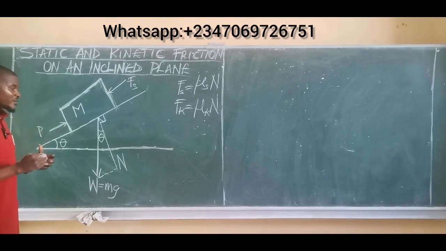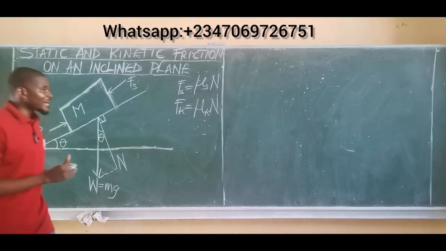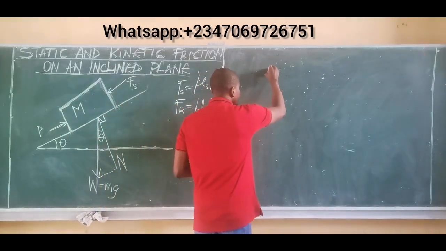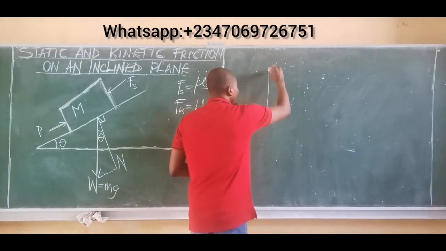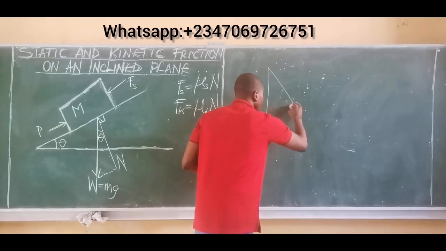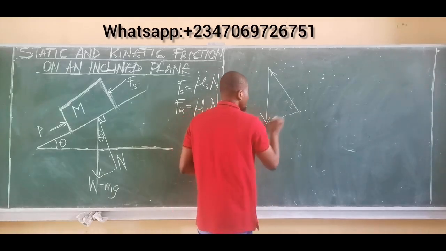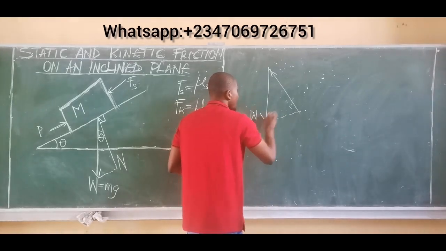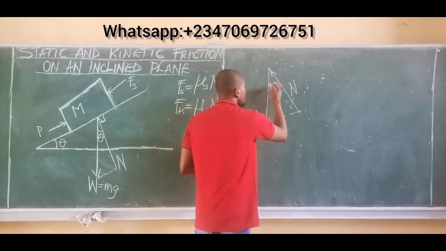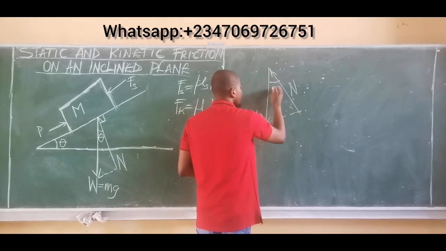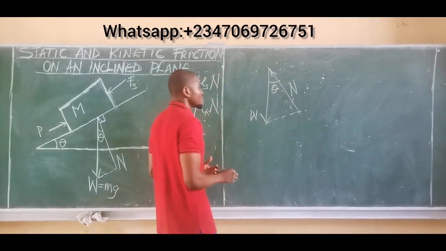a 2D force system inclined. So I can have something like this. This represents my weight. I have my normal reaction here, and then I have this joining them together. So this is my weight, and this is my normal reaction. So the angle between the weight and normal reaction is taken as the angle of inclination theta.